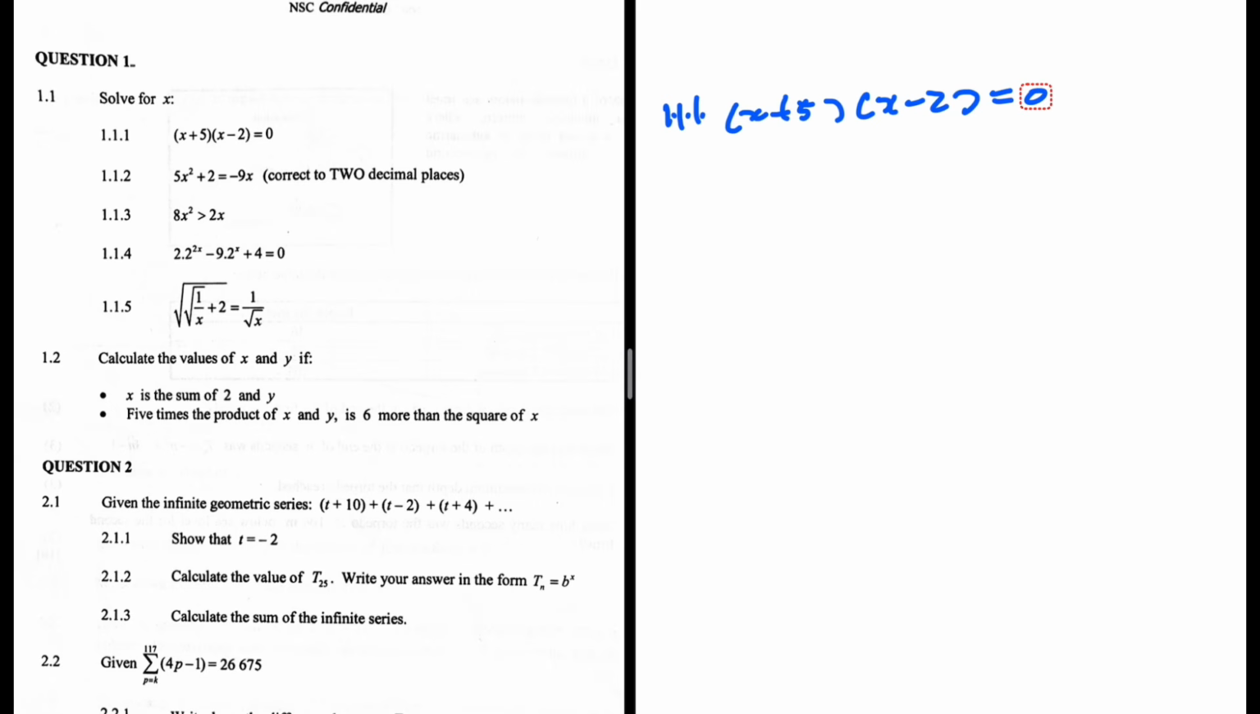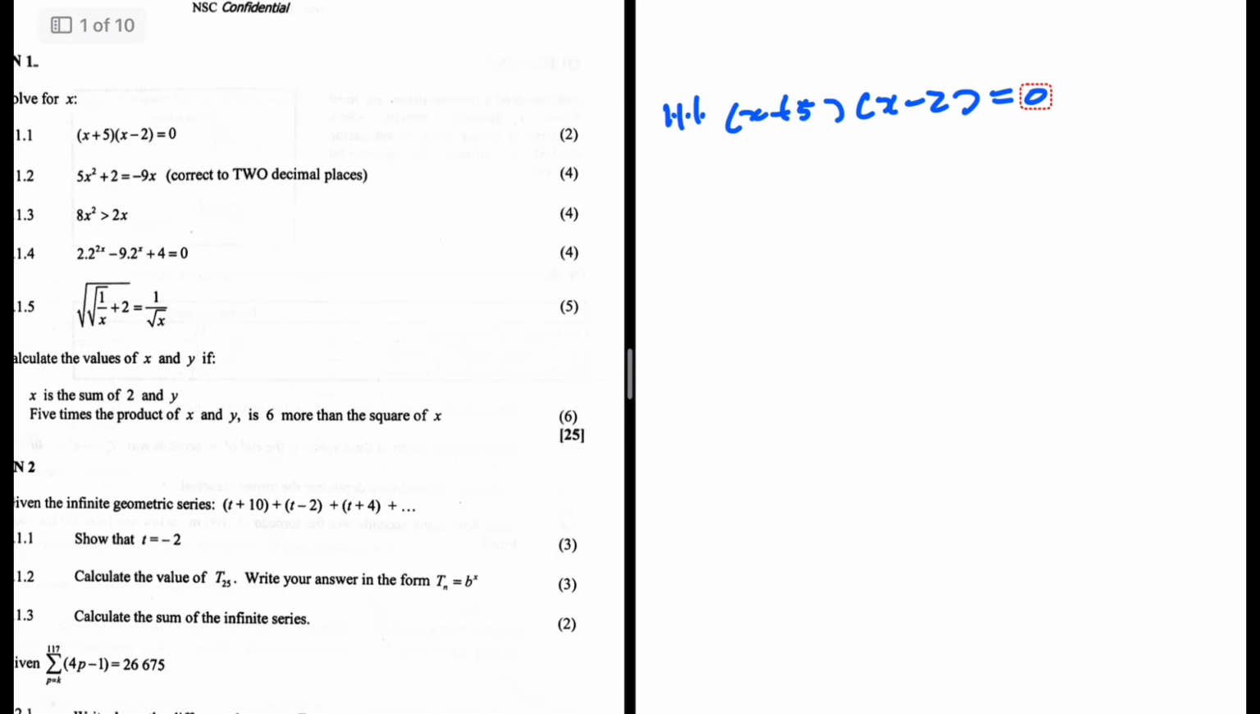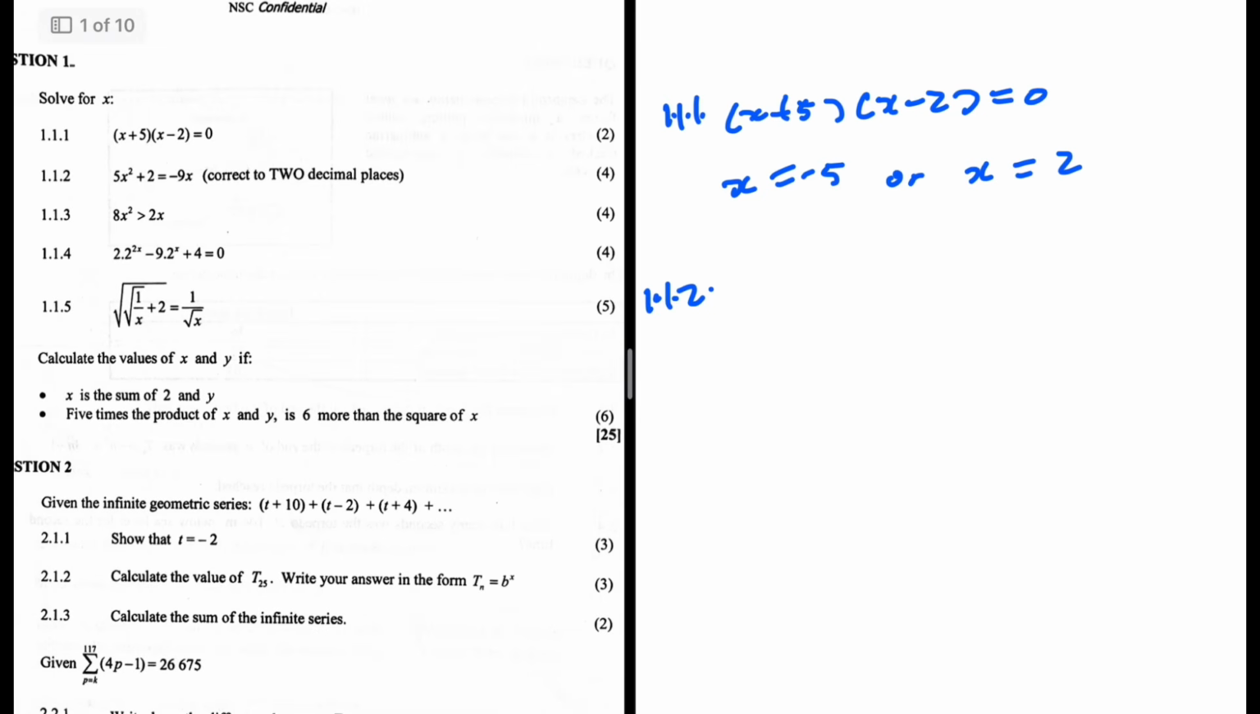So obviously 1.1.1, 2 marks, starts off fairly easy. x is equal to minus 5, or x is equal to 2. There we go. And then 1.1.2, correct to 2 decimal places.